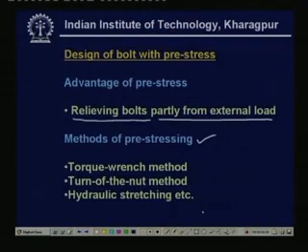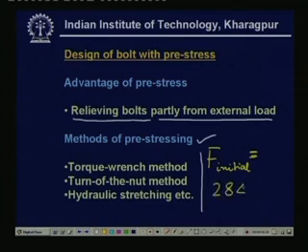There are other various advanced techniques like hydraulic stretching, etc. Normally it is very difficult to find out what the pre-stress value will be, but based on some empirical relationship, that is, some experimental results, we can get that the initial tension is equal to 2840 D, where D is the nominal diameter of the thread of the bolt in millimeters, and this is in Newtons. So normally this initial force is given.